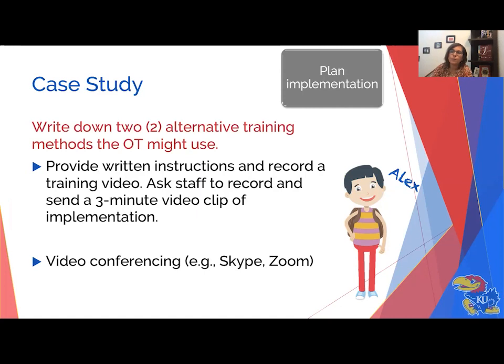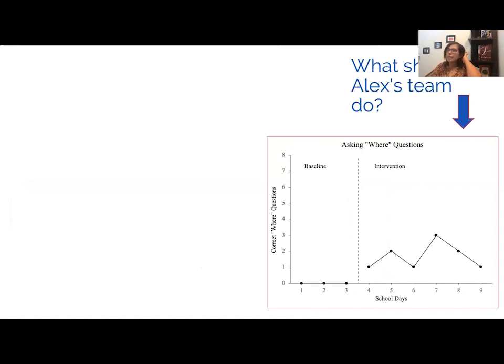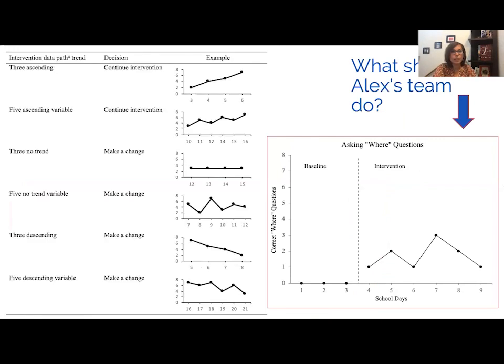So the important takeaway from this slide and from this piece is that we sometimes need to think outside of the box when we're working on teams. Most things are possible even if you're not always together in person. And finally, let's evaluate Alex's plan. Okay, so here is Alex's graph of his progress on this goal. According to these data decision rules, what should the team do?